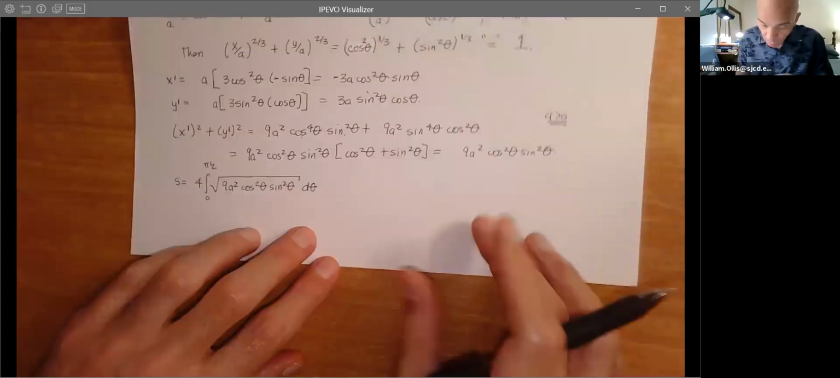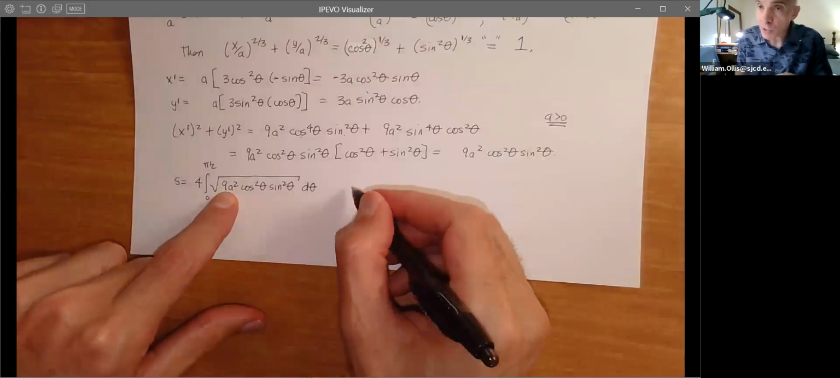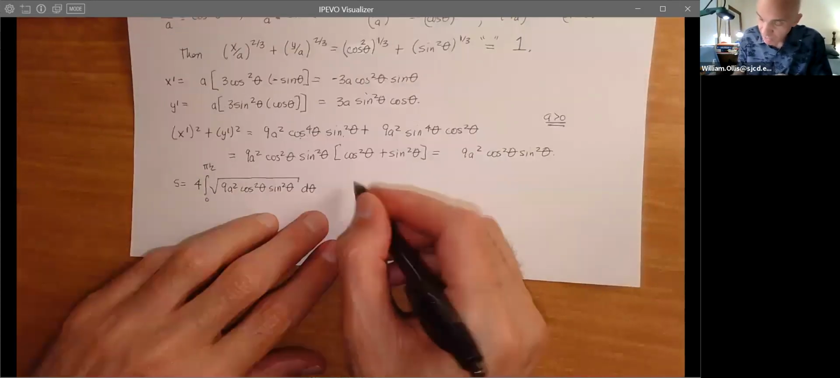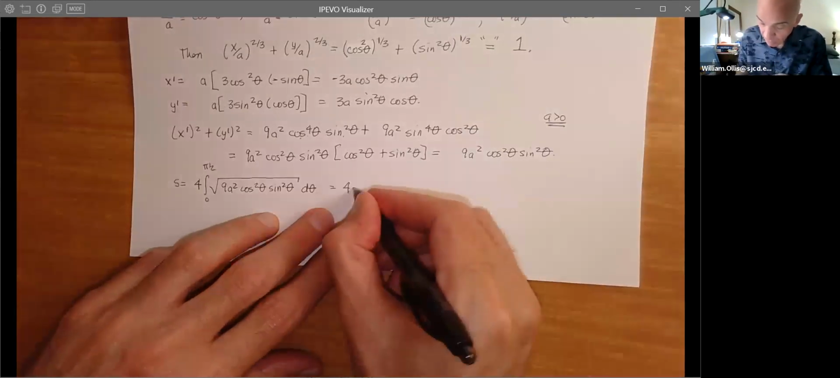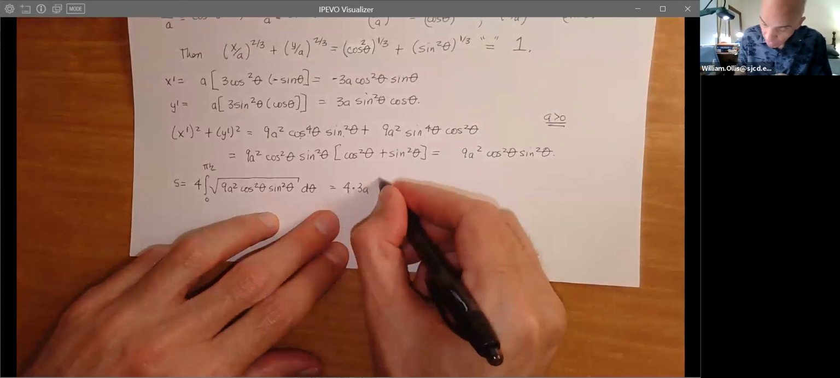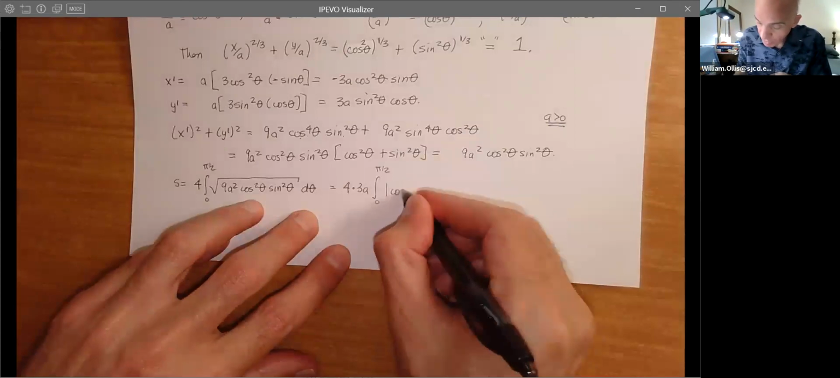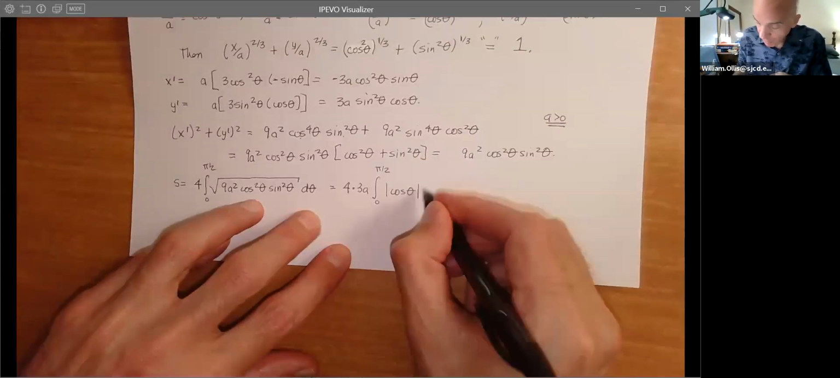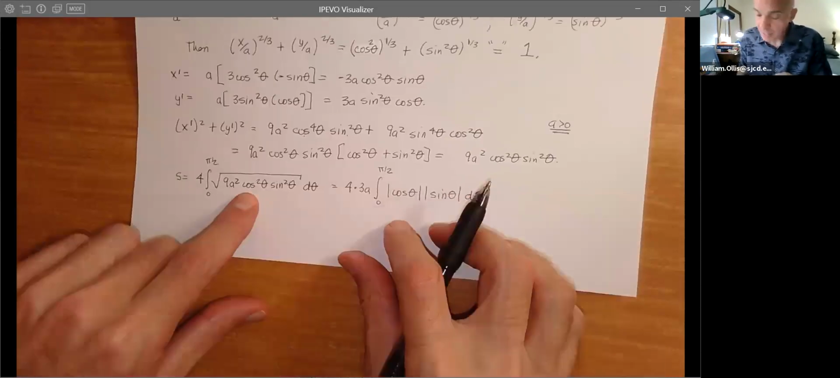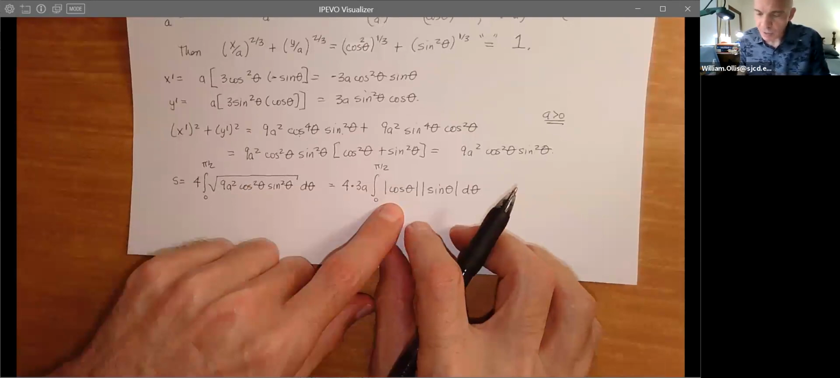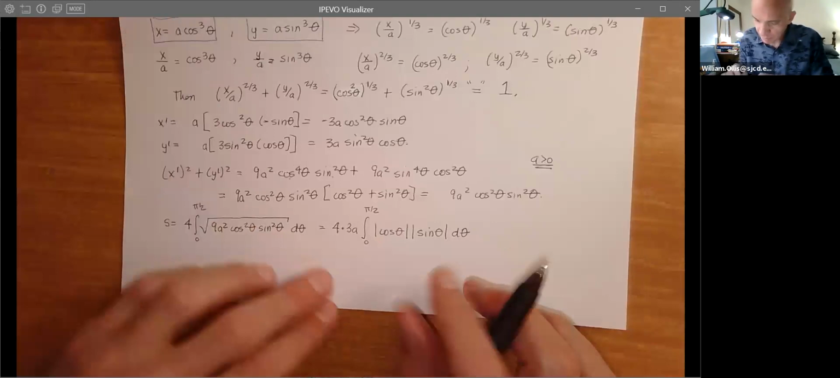So this gives us, well, we'll get a 3a out of this, the absolute value of a being the square root of a squared. So that's 4 times 3a, 0 to pi over 2. So this will give us the absolute value of cosine theta times the absolute value of sine theta. Again, the square root of the square by definition is absolute value. This is good. Sometimes living on the edge, Professor Ron, but this will work.